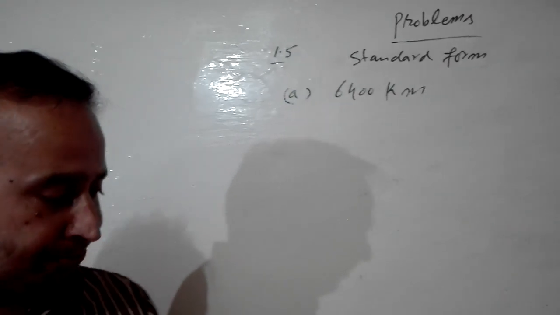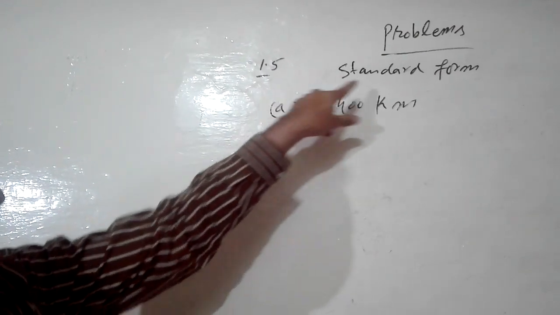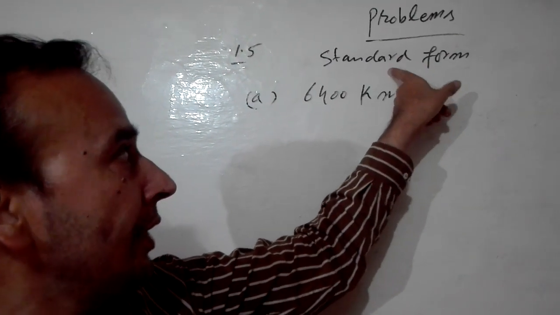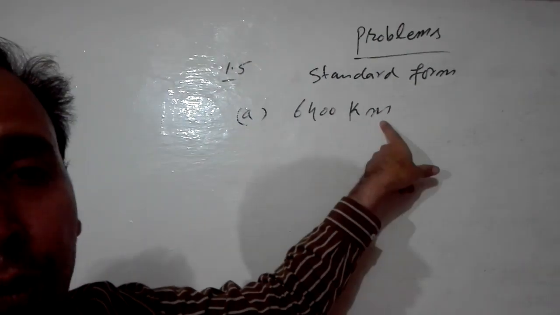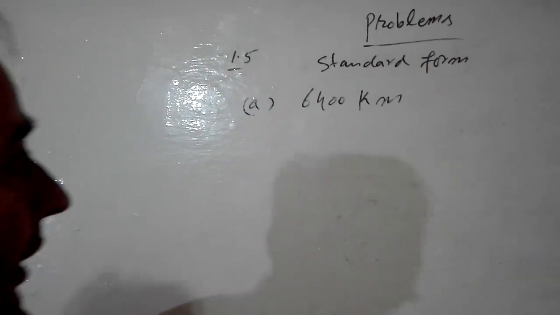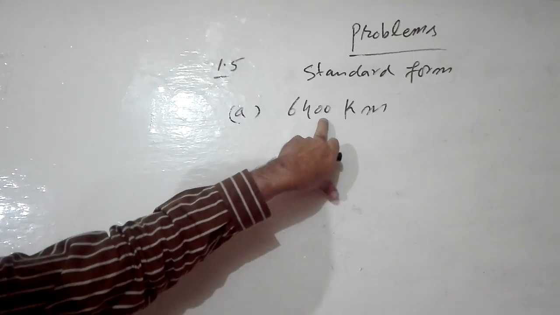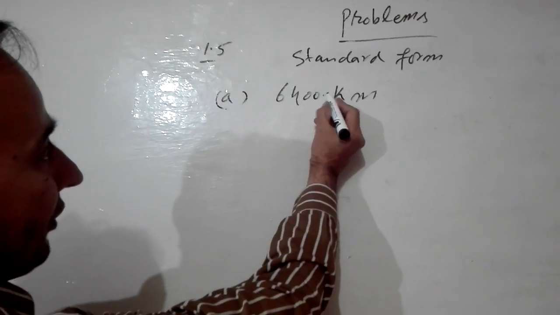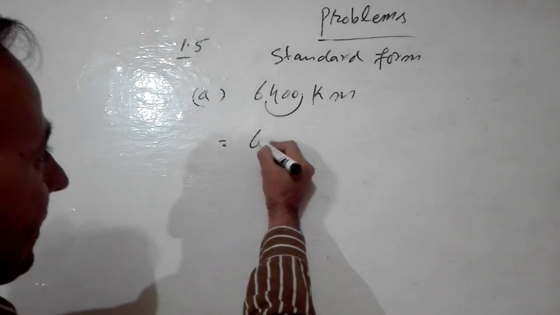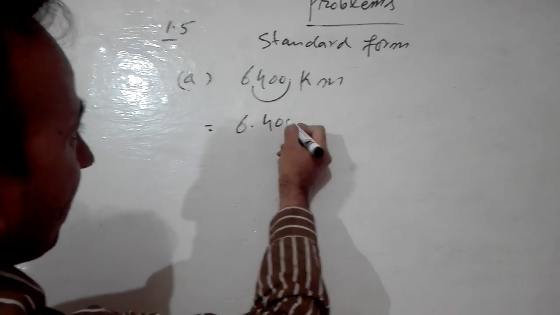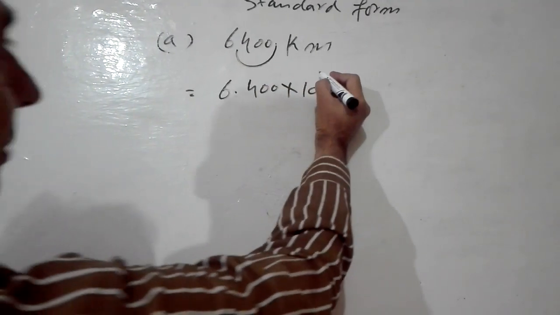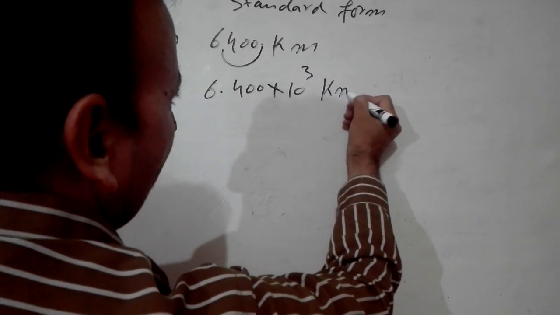Okay student, next question. 1.5, the question is the same, standard form. You have to convert all these numbers into scientific notation or standard form, but the only difference is they have given you a unit here, but the question is the same. Again, the decimal is here. I will shift this decimal to this place because this is the first non-zero element. How many places have I shifted it? 1, 2 and 3.